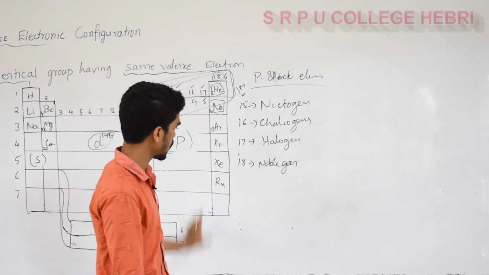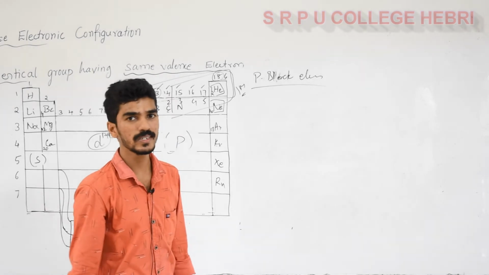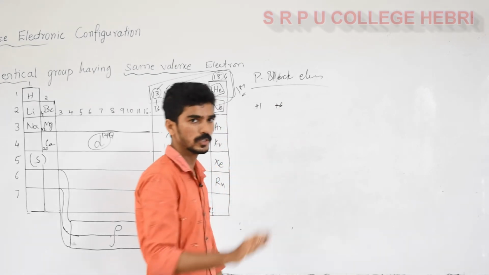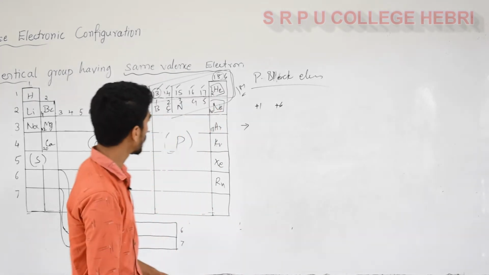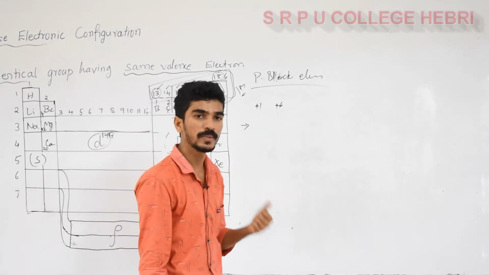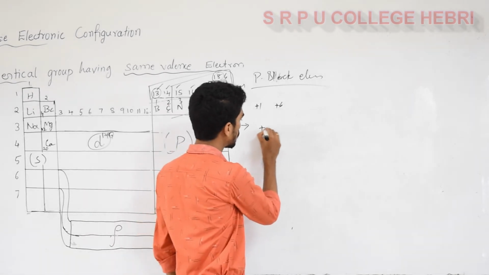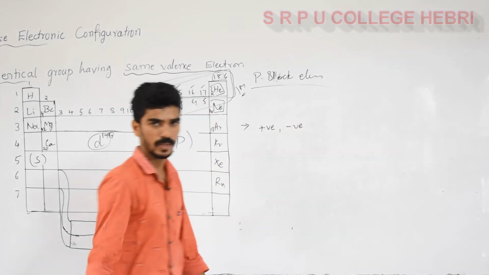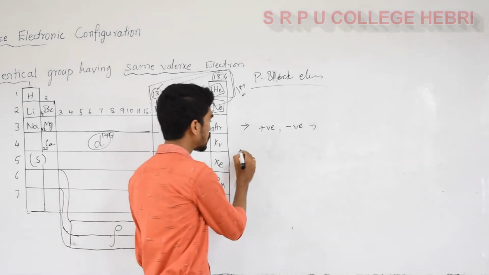So particularly, the entire group should be the same. Then oxidation state. Here oxidation states are variable, +1 to +6 are possible. And one thing you should remember, what is that? Some of the elements easily donate their electrons, but some of the elements easily attract or gain electrons. So here both positive and negative oxidation states are possible for p block elements.